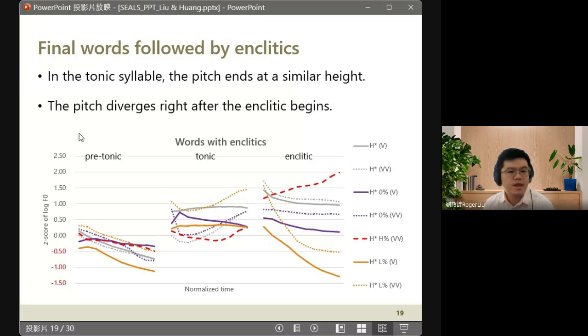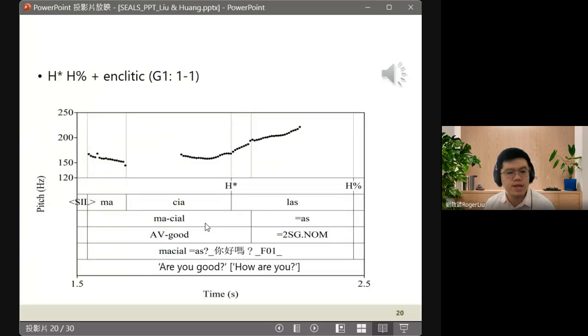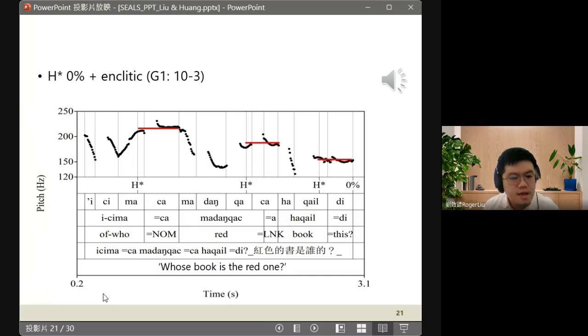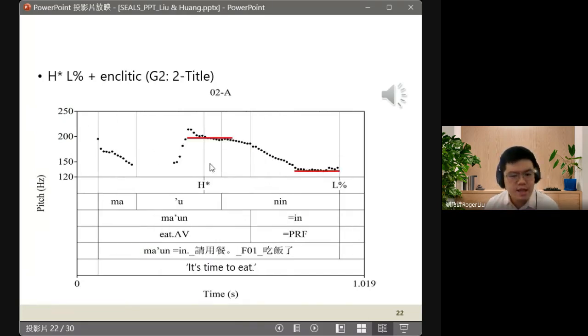And as for sentence-final words with enclitics, we can see that in the tonic syllable, the pitch ends at a similar pitch height, and the pitch starts diverging right after the enclitic begins. That is, we can see a three-way contrast. So it's like majalas, and then ijimaza, madangkaza, hakaili, and then maunin. We can see that it is mostly the enclitic syllable which carries the edge tone.